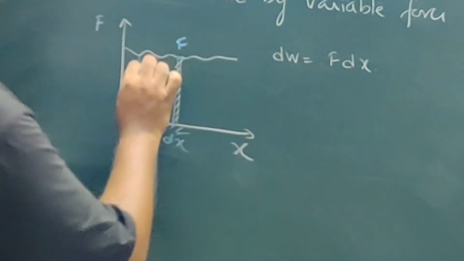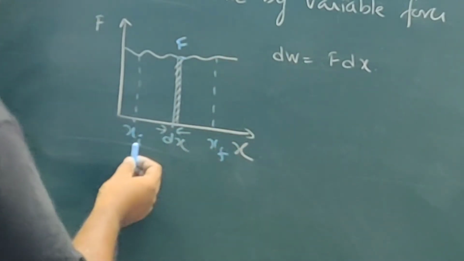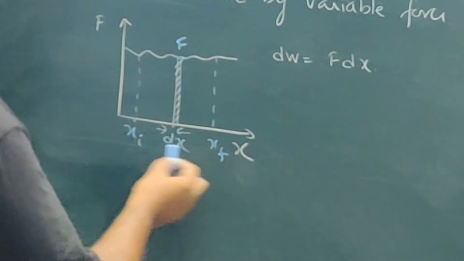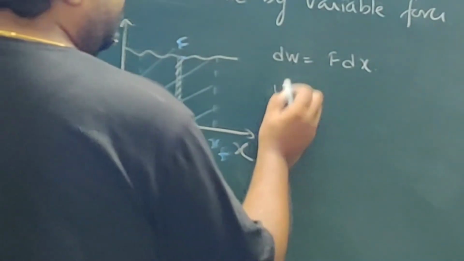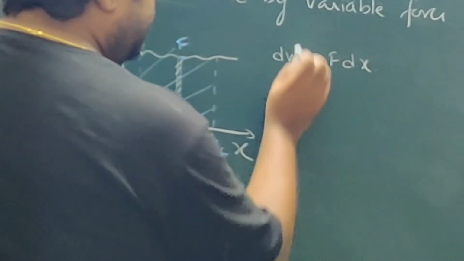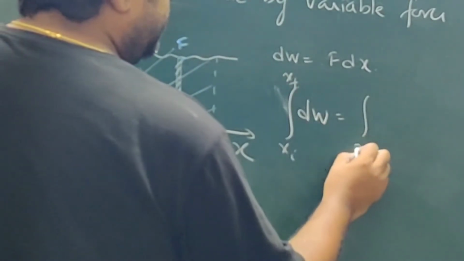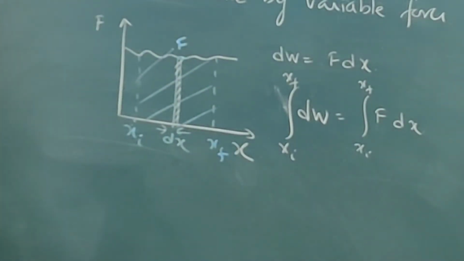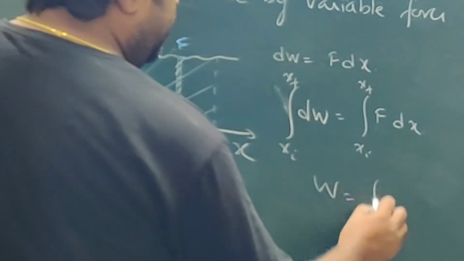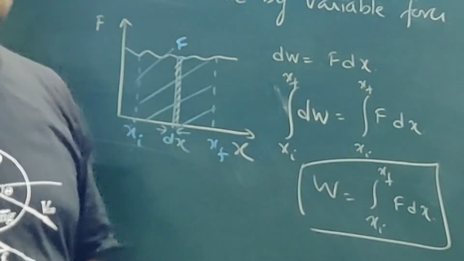Suppose this is the initial position xi and this is the final position xf. If you want to calculate the work done for displacement from xi to xf, you have to calculate this total area. So the work done is equal to the integral from x initial to x final of F dx. This is how you can calculate the work done by a variable force.